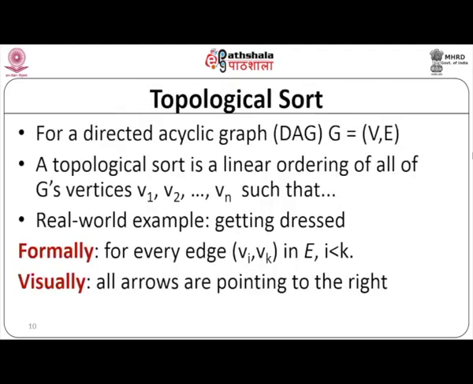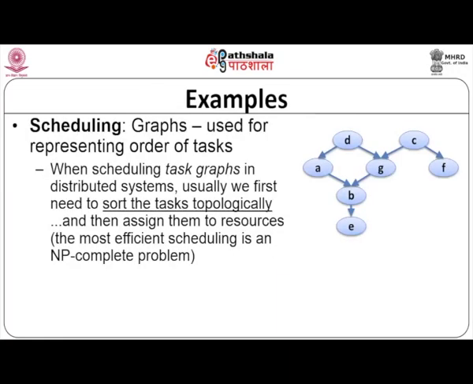Now, next, for a directed acyclic graph, which I have already said, the graph consists of vertices and edges. So, a topological sort is nothing but a linear ordering of all the G's vertices, V1, V2 to Vn, such that every vertex in the linear ordering satisfies Vi is less than Vj. A real world example is getting dressed, which we will see later. Formally, for every edge Vi Vk in E, i has to be less than k. Visually, all the arrows should point to the right in a linear ordering.